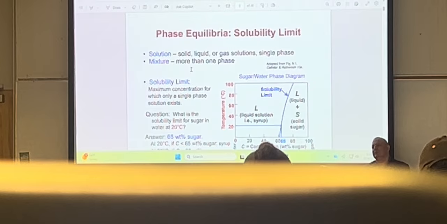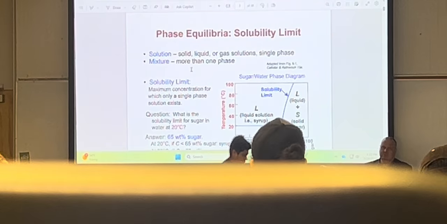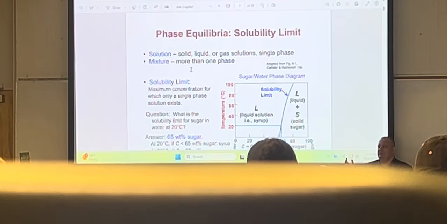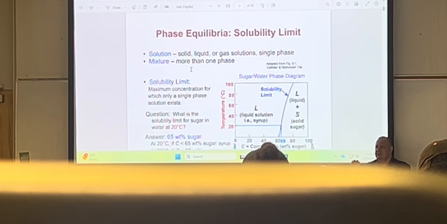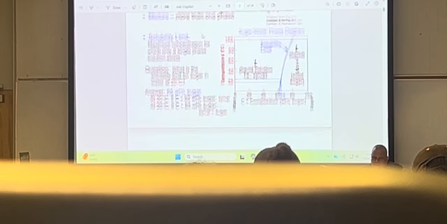You like sugar in your drinks? No? Yes? Sometimes? If you add sugar or salt to water, at a certain point what's going to happen is that sugar will not dissolve anymore. You'll see the crystals on the bottom of your glass. But if you heat it up, you can dissolve more sugar. So a solution could be a solid solution, liquid or gas solution, or it could be a single phase. And mixtures when you have more than one phase.